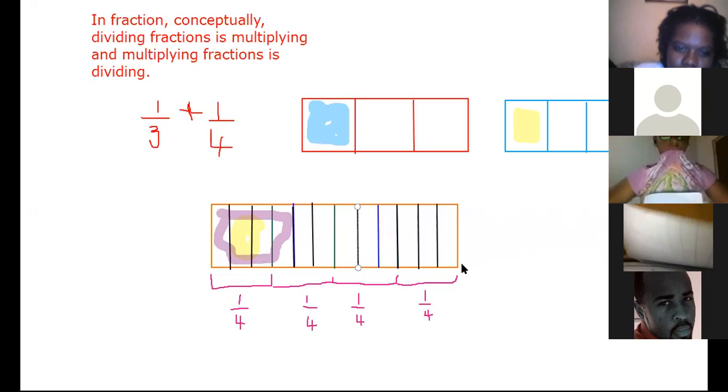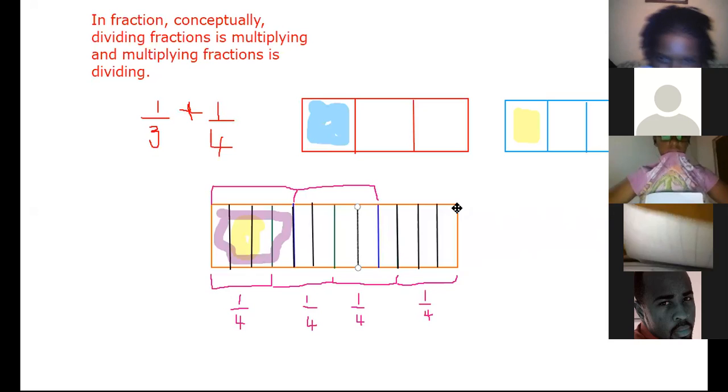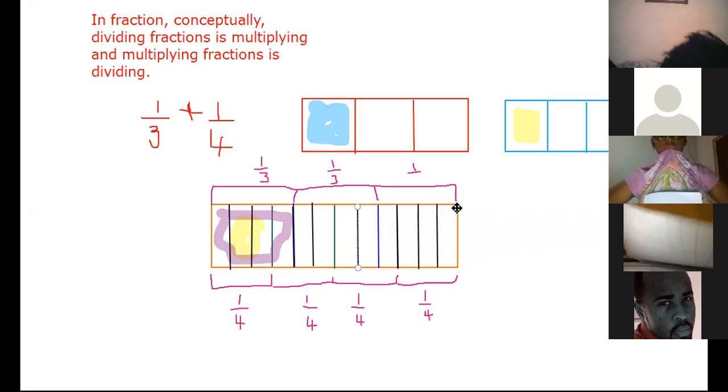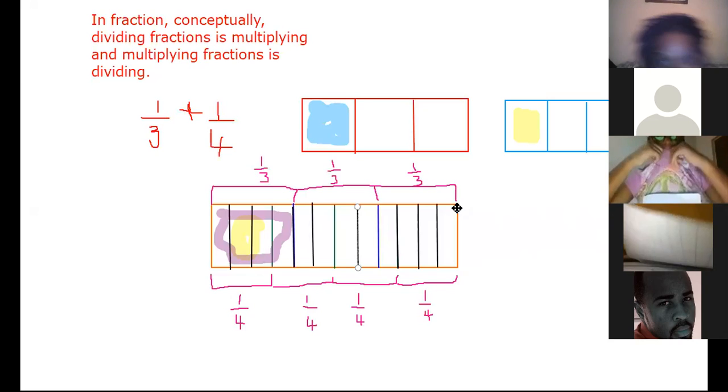And then the blue line is 1/3. One-third. You see this? Does it look clearer? All right, let's go now.